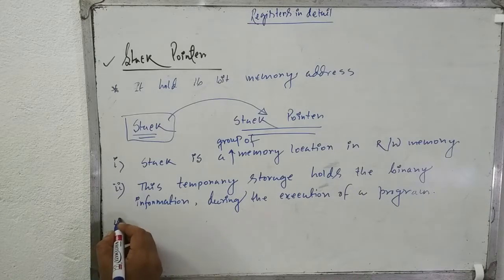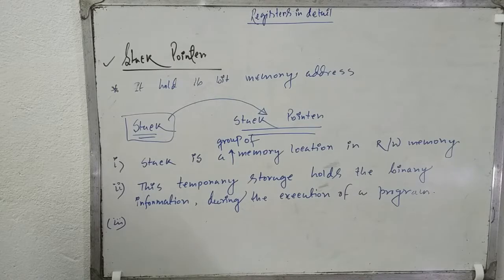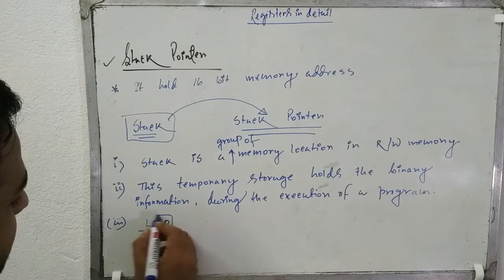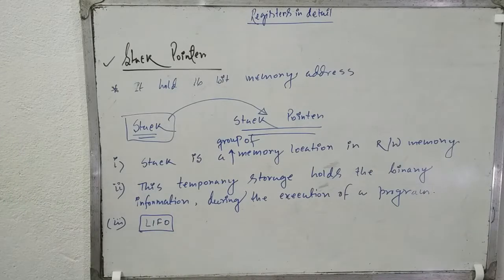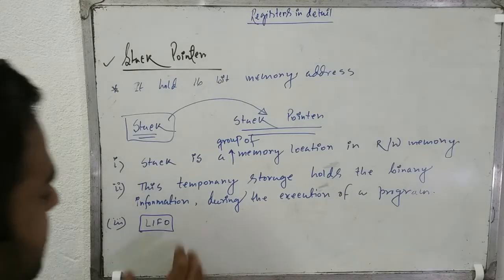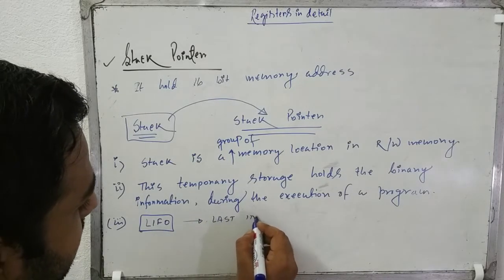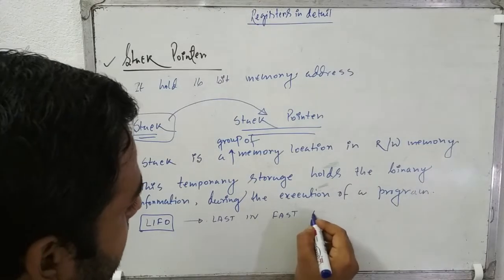Third point, it's so important. When the microprocessor stores some data temporarily into the stack memory location, how does it store those data? Basically this stack follows the LIFO principle. This is the way the microprocessor reads or writes the data into the stack memory location. What does LIFO mean? Last in, first out.